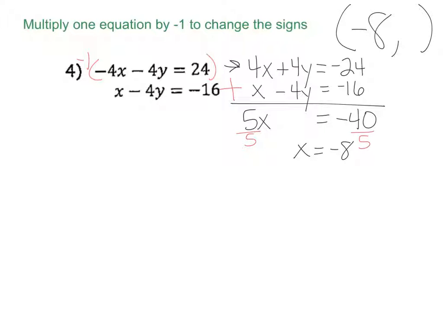Plug it into the original, the ones that are typed. Which original do you like better? First one, second one, the bottom one? Sure. x minus 4y equals -16. That's the equation I'm going to plug -8 into. So replace your x with -8. -8 minus 4y equals -16.